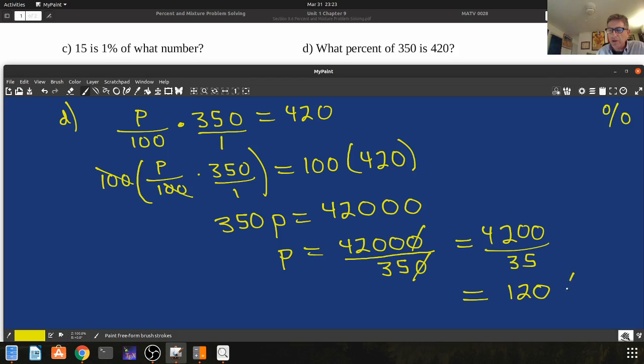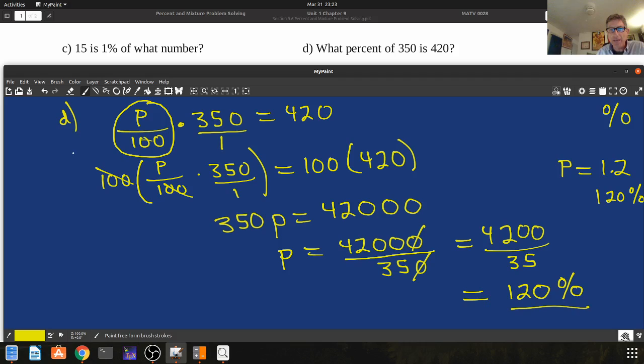And that's 120%, because when I write my value as P over 100, my end result is going to be a percent. If I just solved it for P, and I did not divide it by 100, then I would have got 1.2, in which case I would have to multiply it by 100 to get 120%.